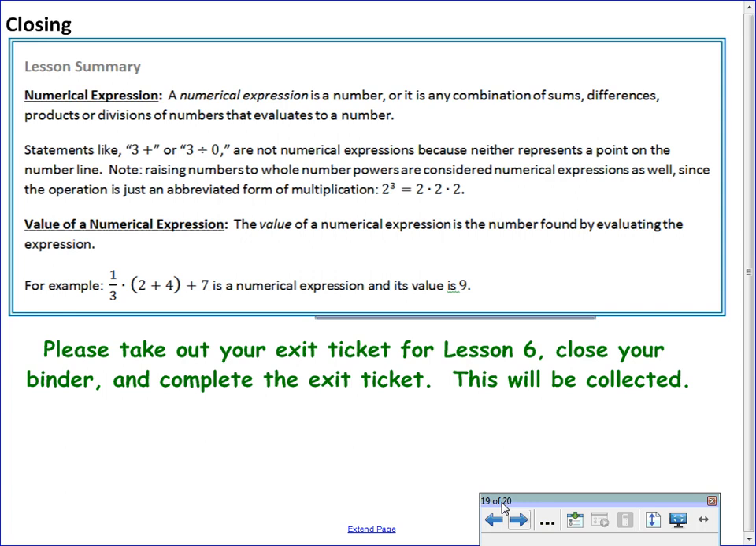Okay, so in closing, a numerical expression is a number or a combination of sums, differences, products, and quotients of numbers that evaluates to a number. So it's very important that you follow the order of operations so that we all get the same answers. Remember, you do the parentheses and the exponents, then multiply or divide from left to right, and then add or subtract from left to right.